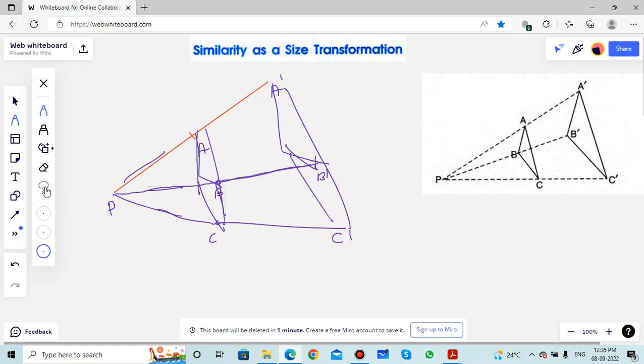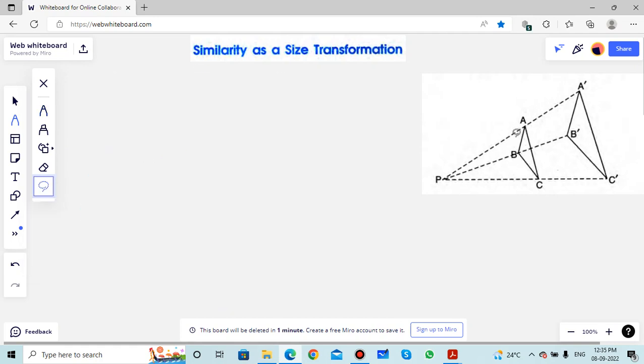So basically, we have a line segment PA, we produce it to PA dash such that PA dash is 2 times PA. There's another line PB, produce it to B dash so that PB dash is 2 times PB, and in a similar way PC dash is double of PC. Now join all these points. You can see they are joined. It forms a triangle.